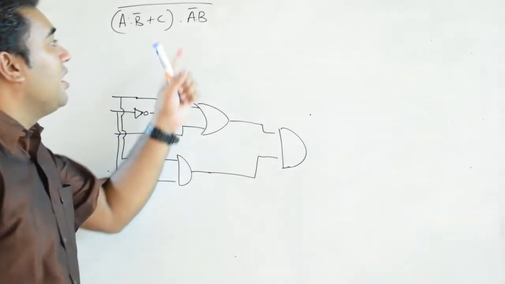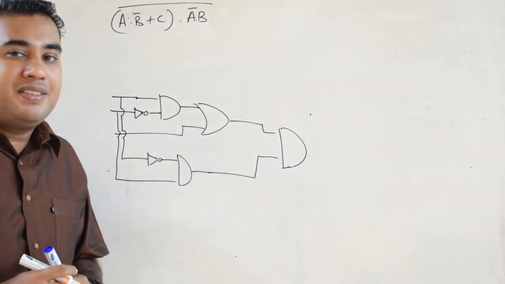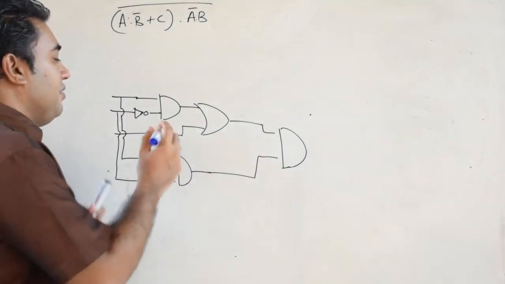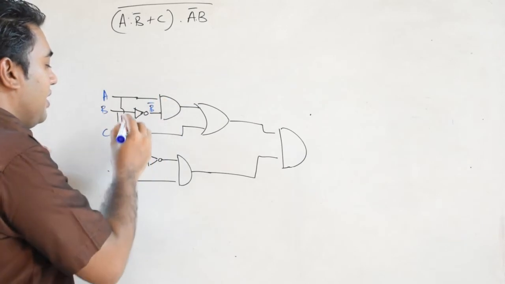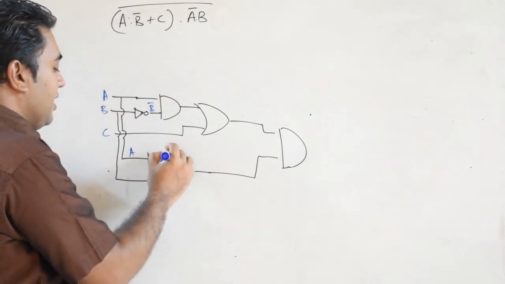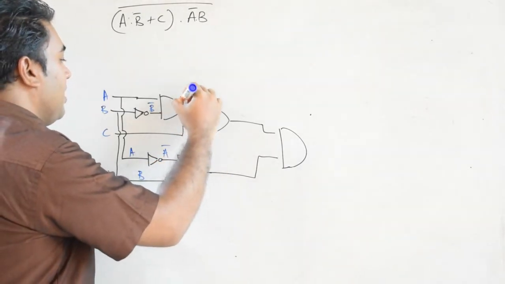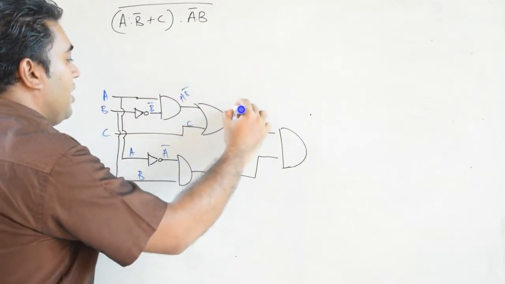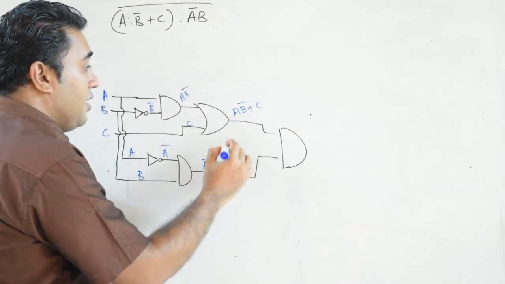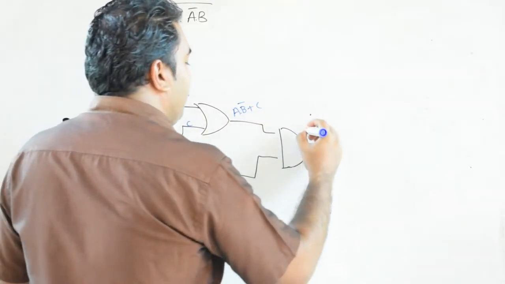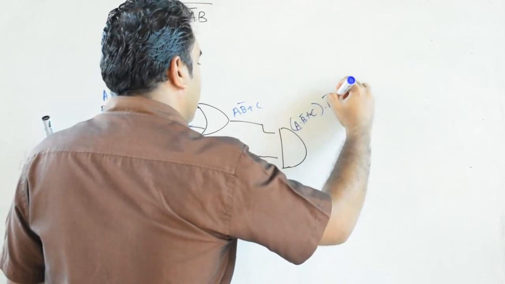But when we consider this dot and this bar over the whole expression, what does that mean? Let's first create the output up to now. These are A, B, and C. Here it will be B bar, and this is A and A bar and B. So the output of this will be A dot B bar plus C, times A bar dot B.